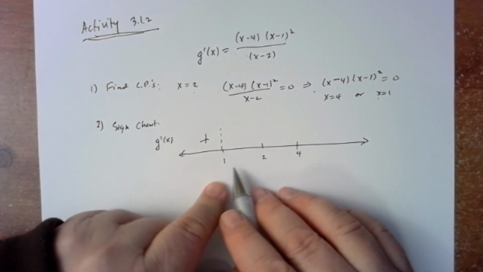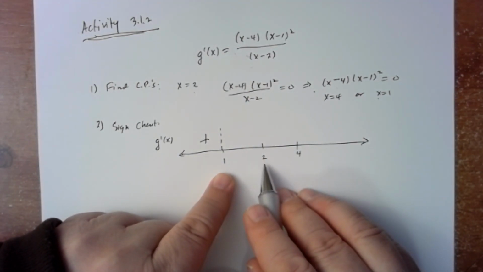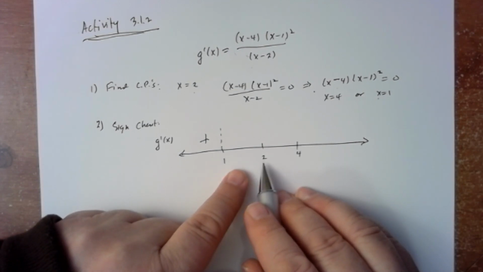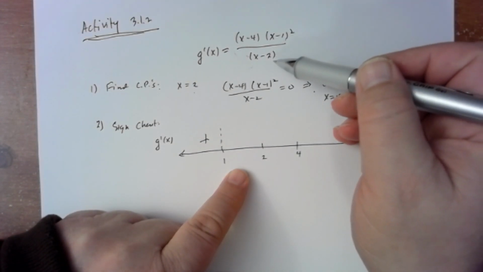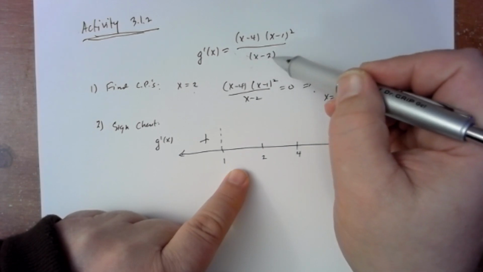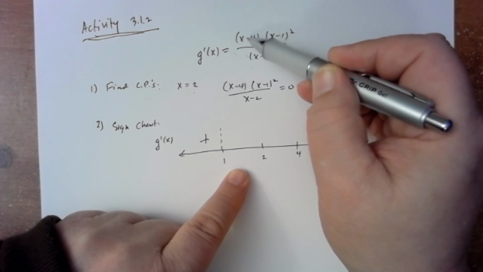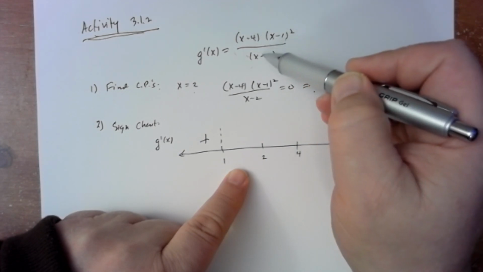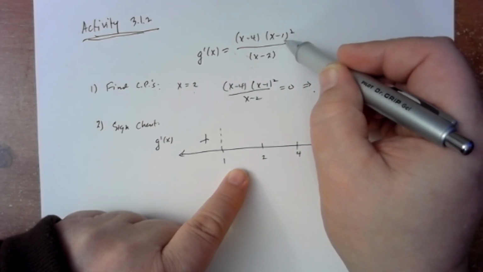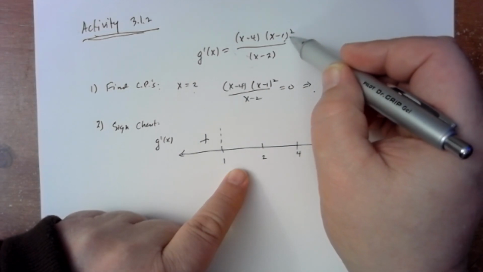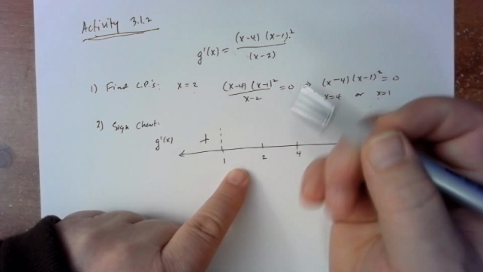Okay. How about a number between 1 and 2? A number that's bigger than 1 and less than 2. If the number is less than 2, the denominator is still negative. And if the number is less than 4, this number is still negative. So these two numbers are still negative. And then this number is positive, but it doesn't matter because you're squaring it anyway. So negative divided by negative is positive still.